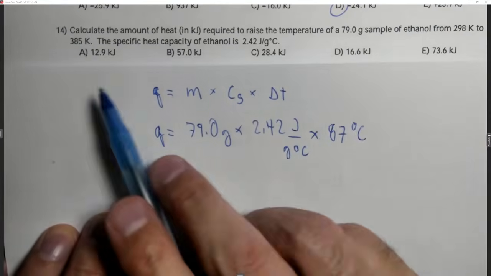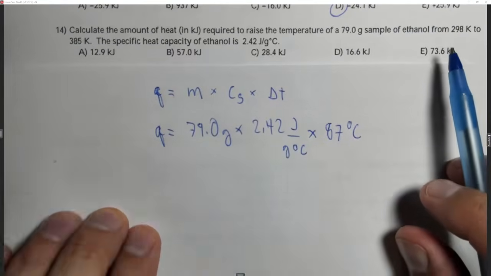Remember that this is a change in temperature. So if we did this, we would take 385 K minus 298 K, which equals 87 K.